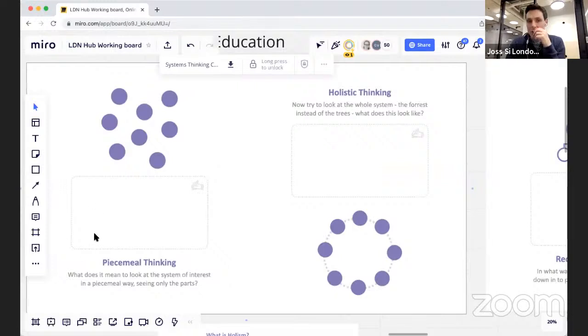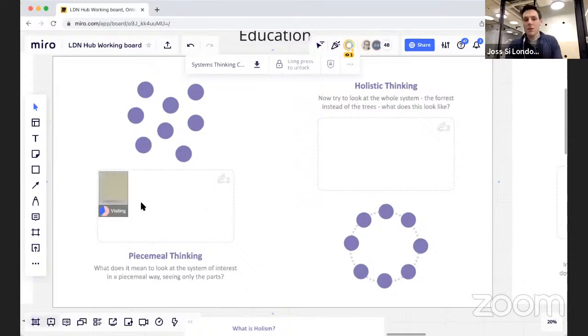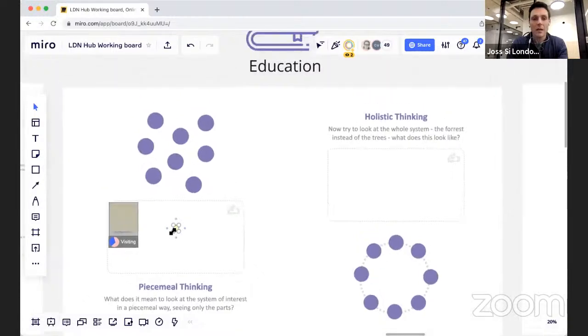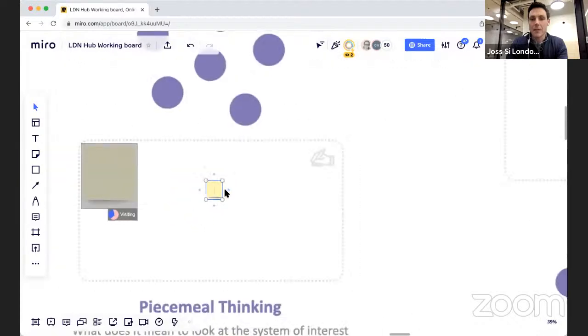And I'd like you to join me here in this first little exercise. We're thinking about education and education systems. What does that mean? What does that system look like when we look at it in this piecemeal way? Individual parts. And then we'll go over here. So let's just take maybe 2 minutes or so to post up some ideas here. If you could please keep the stickies relatively small so that we can all fit our ideas in here. And yeah, try to describe what it looks like to look at the system in a piecemeal way.